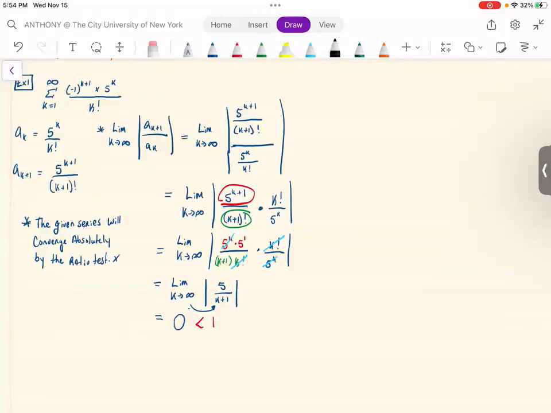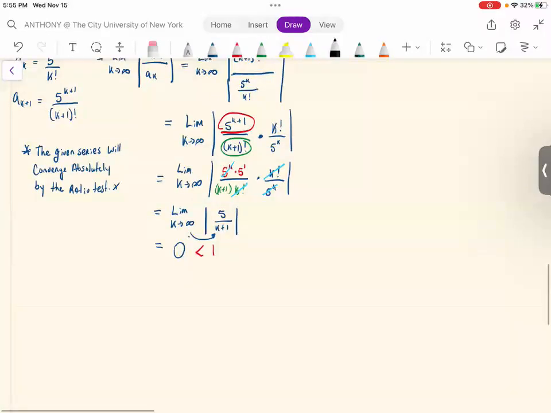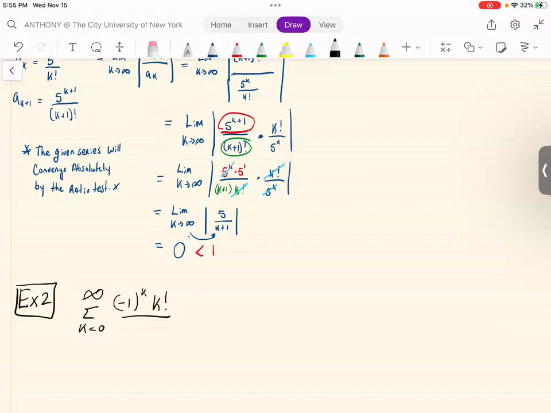That's fine. Let's look at an example 2. Real quickly. Something very similar. Let's say that now I have, we want to test for convergence here. We have k equals 0 to infinity of -1 to the k power times k factorial over e to the power of k.